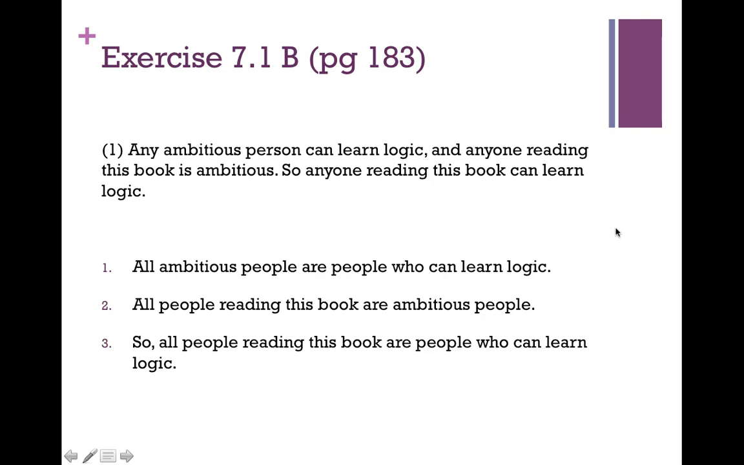Now what we want to do is figure out the mood and the figure. And the mood of this is "all," so it's going to be A. Now what's the figure? Ambitious people, ambitious people. Notice it starts right here as the subject of the major premise, slashes down to the predicate of the minor premise. So this is first figure. So it's going to be AAA1.